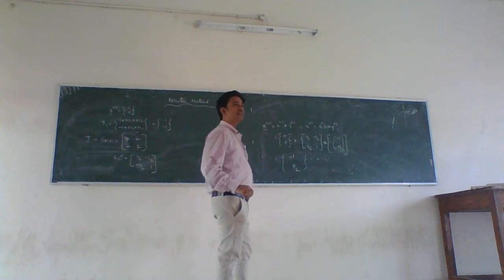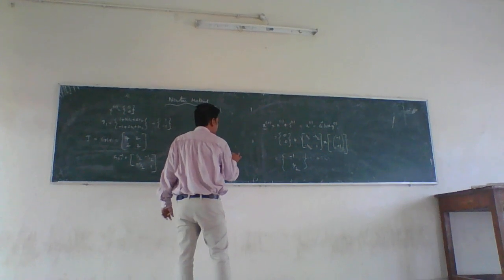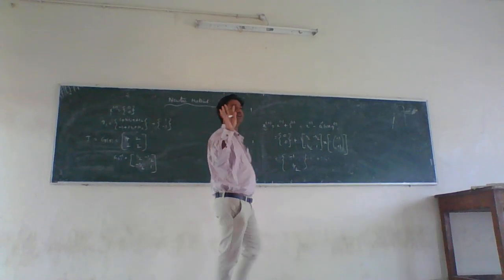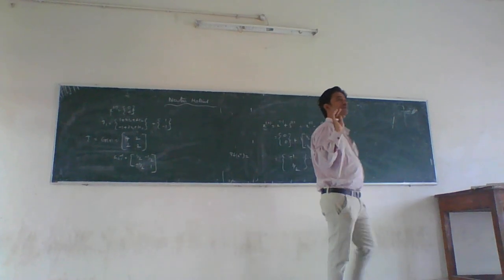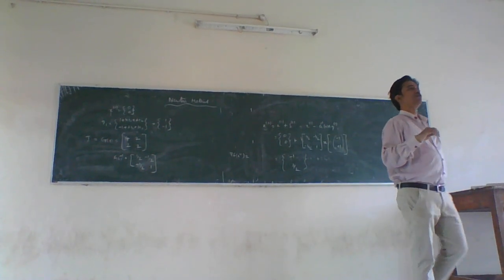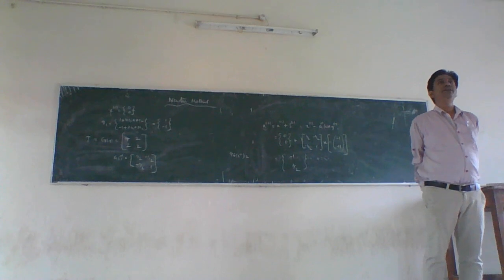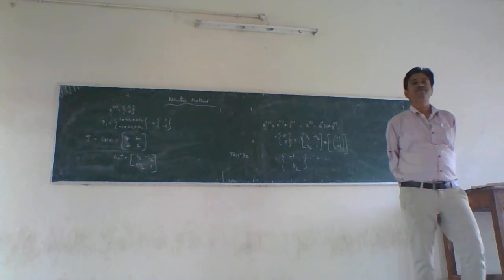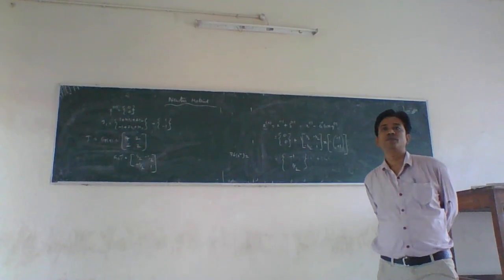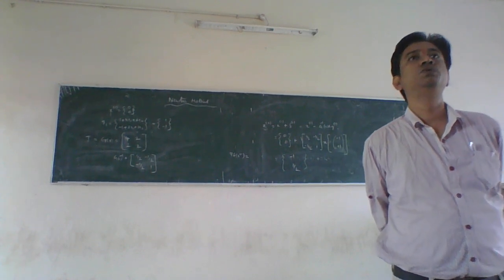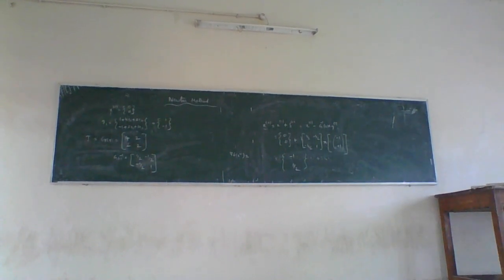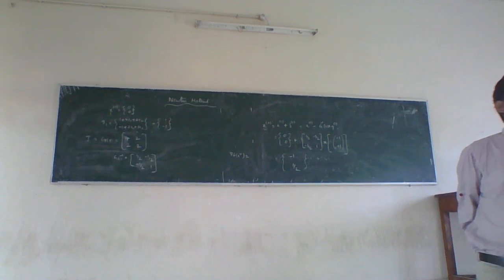Now x2 is calculated. Then directly calculate del f of x2. If your del f of x2 becomes 0, stop there itself. Del f of x2 is 0. That means your process is ended. So only one iteration.